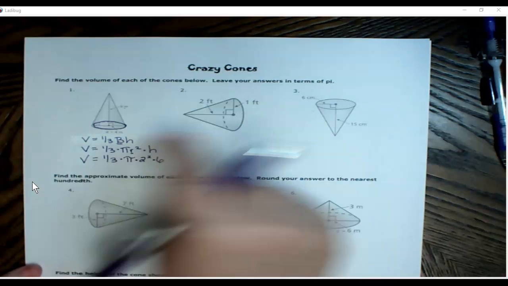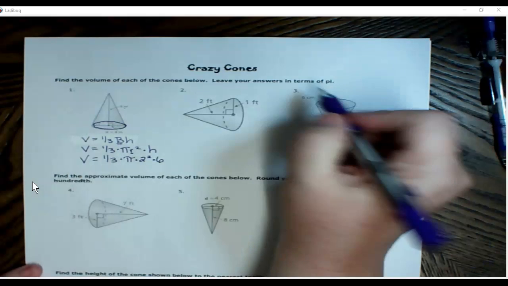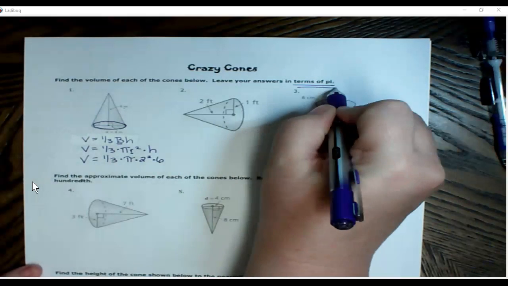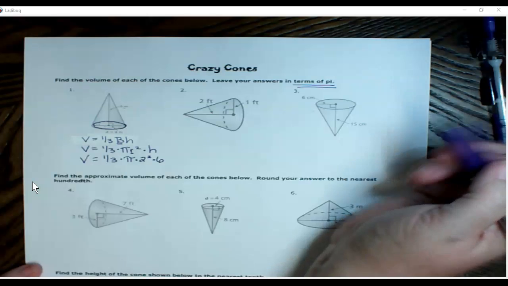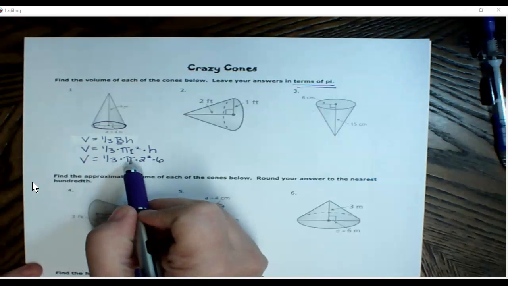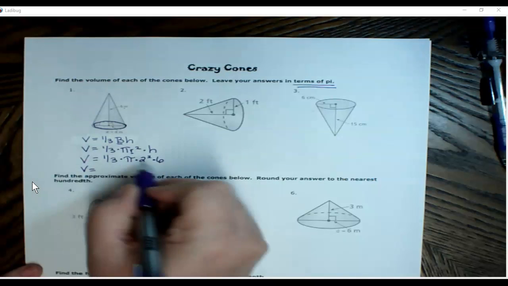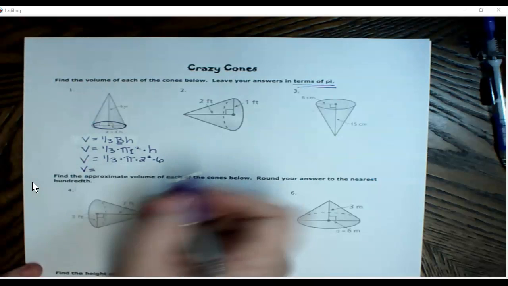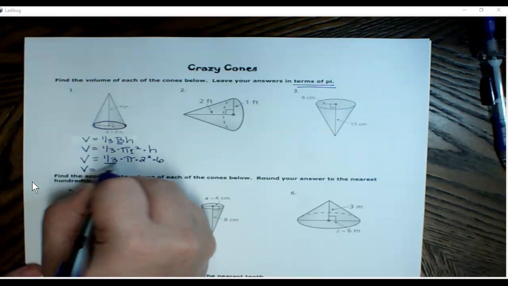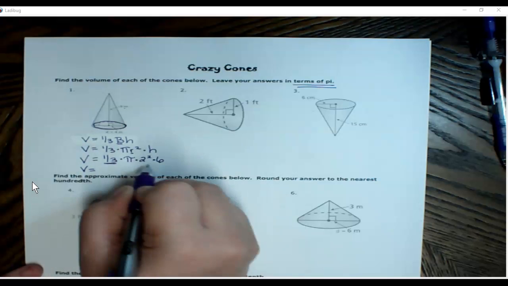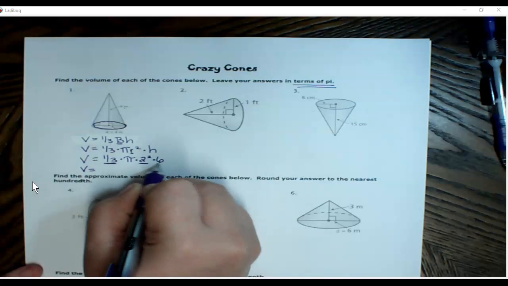All right, so now we're ready to start calculating and solving. But if you notice on 1, 2, and 3, they say leave your answer in terms of pi. That means I need this pi symbol. I need to leave it for my answer. So I'm not going to multiply by pi here. I'm going to leave it. Instead, on my calculator, I'm going to multiply 1/3 times 2 squared times 6.